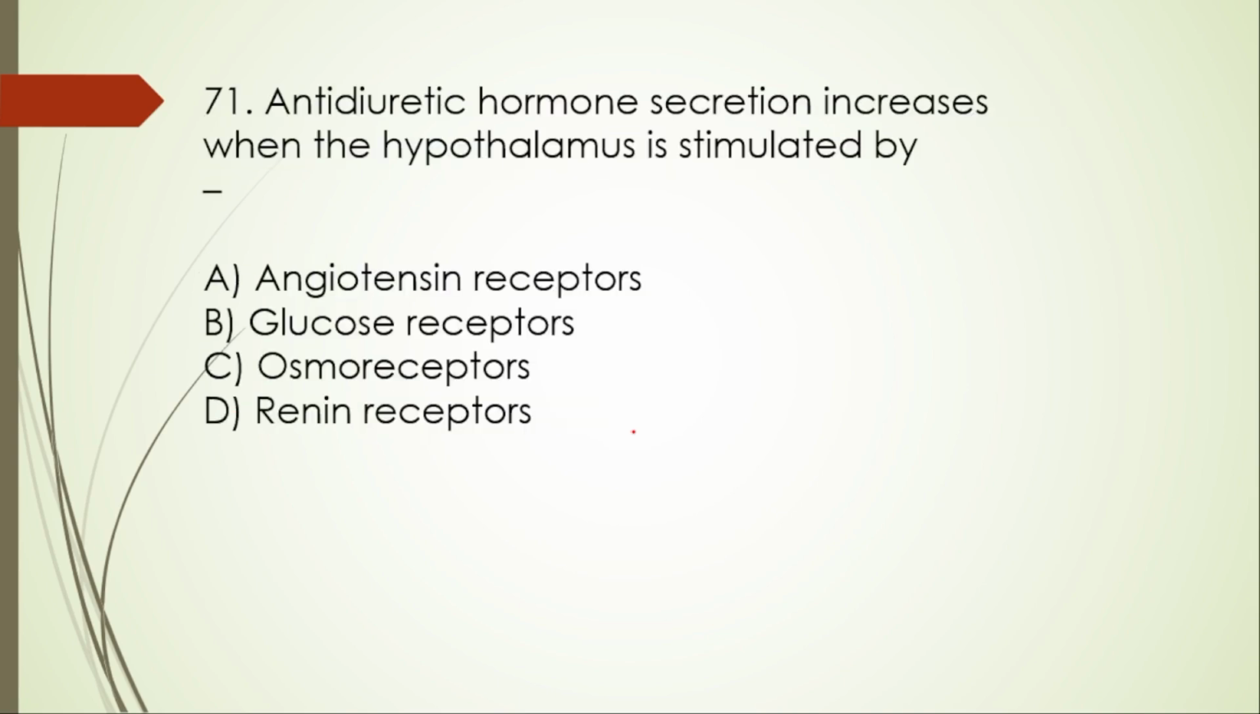Next one, 71st question. Antidiuretic hormone secretion increases when the hypothalamus is stimulated by A. Angiotensin receptor, B. Glucose receptor, C. Osmoreceptor, D. Renin receptor. Here the right option is option C, osmoreceptor. The ADH hormone is primarily regulated by osmoreceptors, which are located in the hypothalamus. These specialized neurons detect the change in blood osmolarity, that is the concentration of the solutes in the blood.